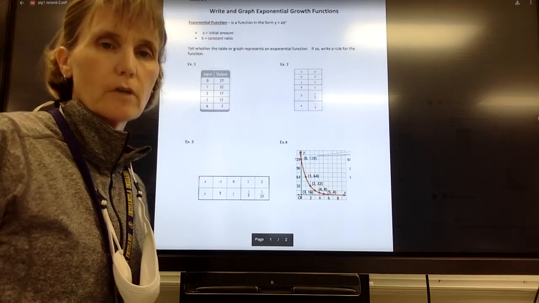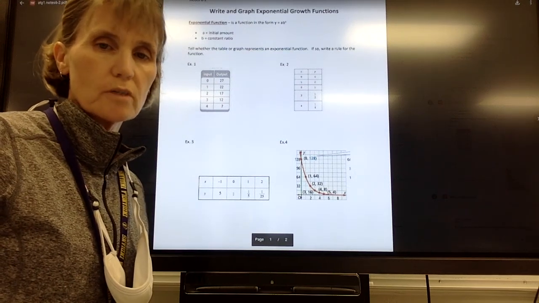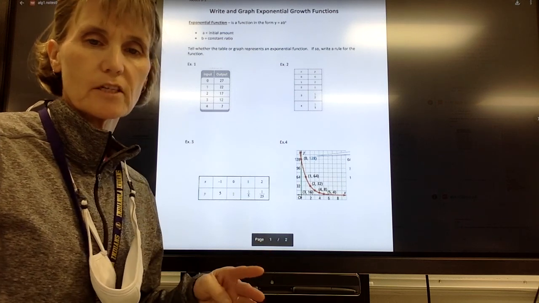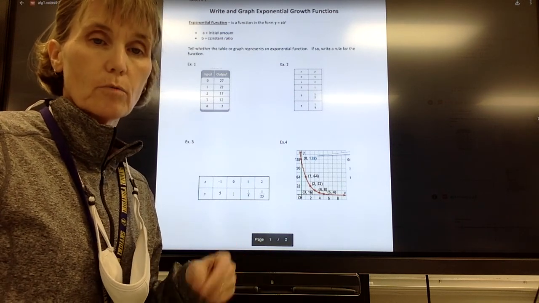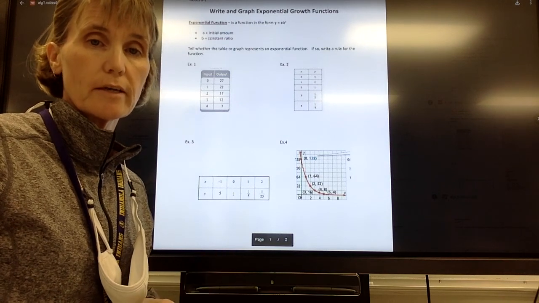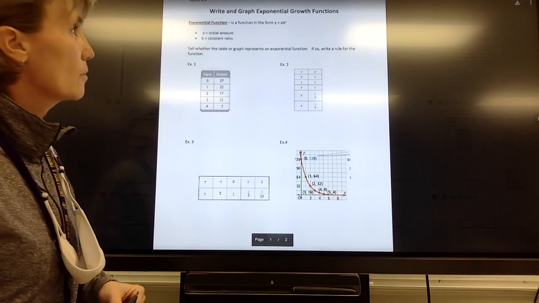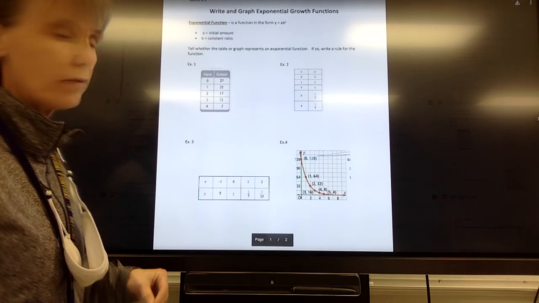All right, we're going to look at Chapter 6, Section 2. This is 6.2. By now you should have completed 6.1. There were 4 different sections for 6.1, and then we took a quiz, so make sure you get that quiz taken if you haven't yet. And this is Section 6.2. We're going to talk about exponential growth functions.